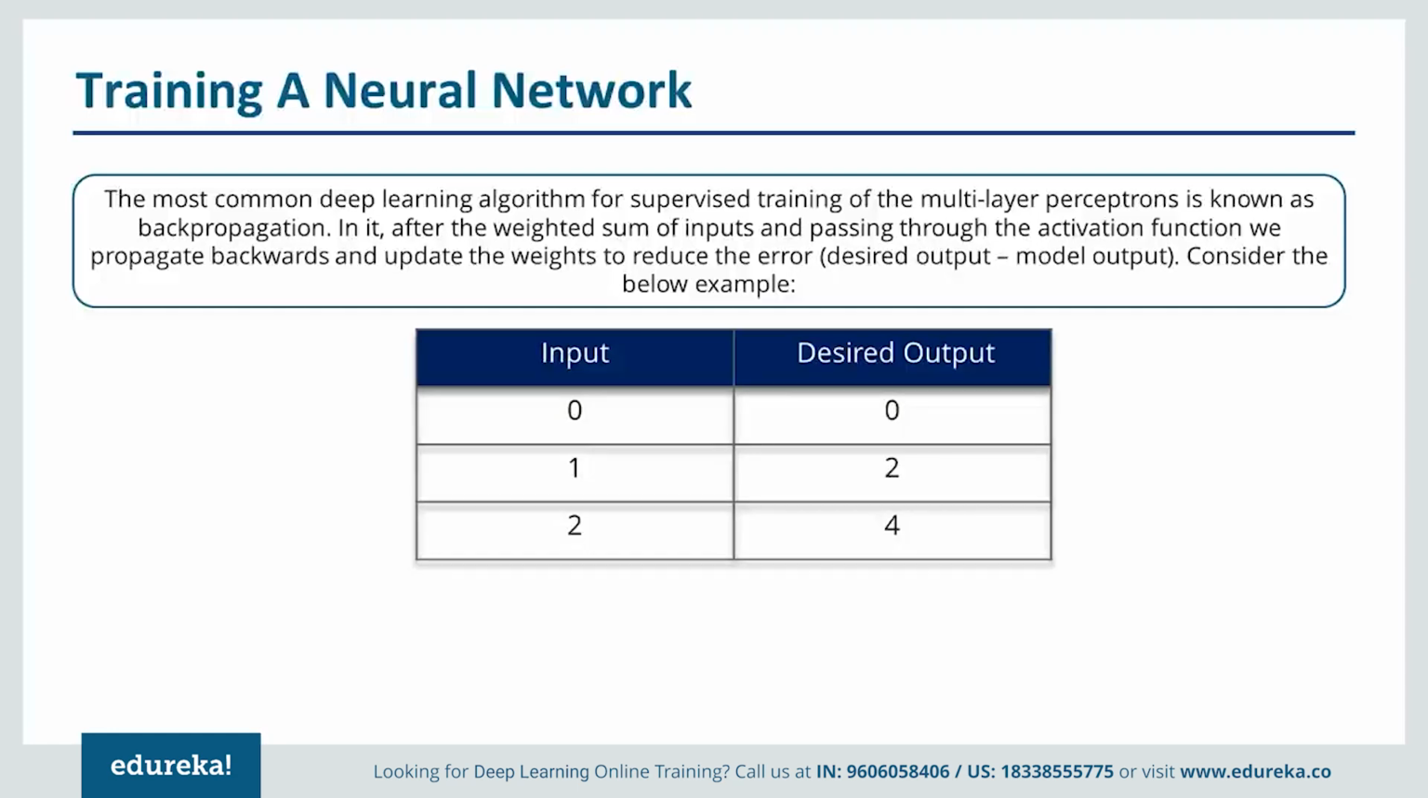There is an example in front of your screen. Don't be scared of the terms that I used, I'll explain with an example. We have 0, 1 and 2 as inputs and our desired output, the output that we already know, is 0, 2 and 4. Here we can figure out that the desired output is twice the input. But I'm training a computer to do that, and the computer is not a human.